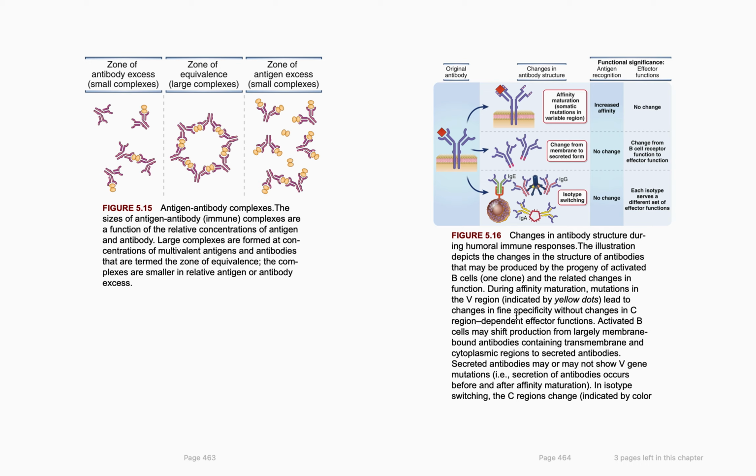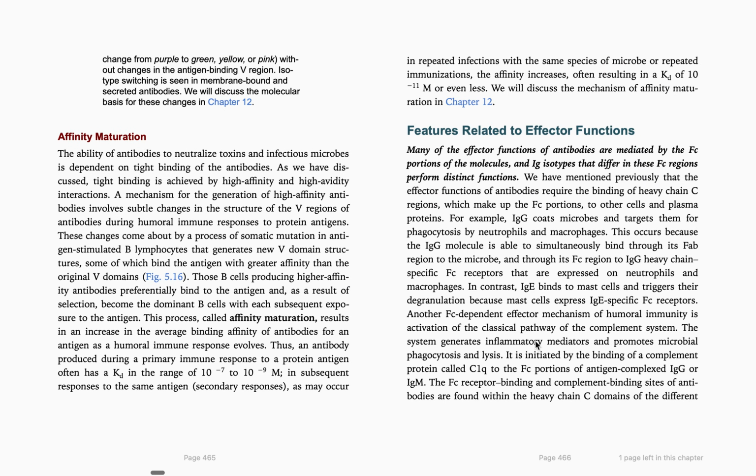Here we are speaking of changes in antibody structure during the humoral immune response. The illustration depicts the changes in structure of antibody that may be produced by a progenitor activated B cell, one clone, and related to the change in function. During affinity maturation, mutations in the V region, indicated in yellow, can happen. You can read more in detail about that.